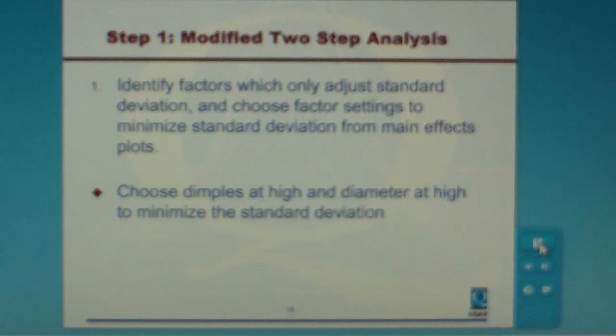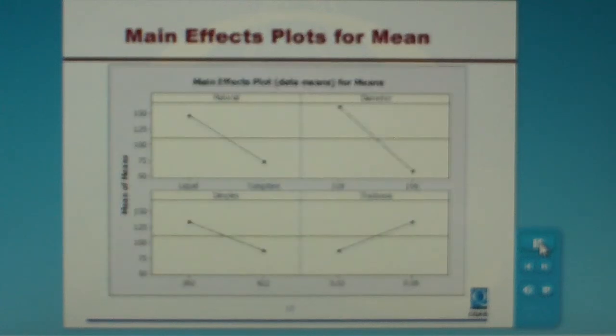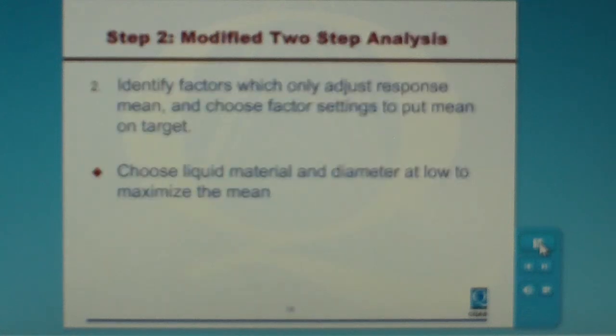In step 1, we'll conclude that we want dimples at high and diameter at high in order to minimize the standard deviation. Now let's see what we can do about getting a long distance. These are the effects plots for the mean distance traveled. The largest effect appears to be the diameter, with the smaller diameter ball traveling further. Second to that, the material appears to have an effect with the liquid ball traveling further. So in step 2, we'll choose the liquid material and the smaller diameter to maximize the average distance traveled.